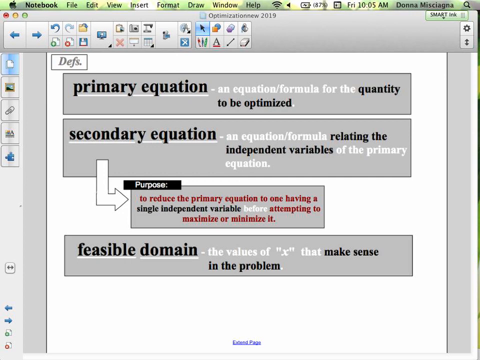Because you can't have a whole bunch of variables. Otherwise, then what do you do? You won't be able to solve. You have to have one variable only. And then you also have to consider your feasible domain. You can't have negative volume. You can't have negative costs. You can't make an enclosure bigger than the materials you have to make it. So we'll also look at those feasible domains: what numbers fit within the problem.